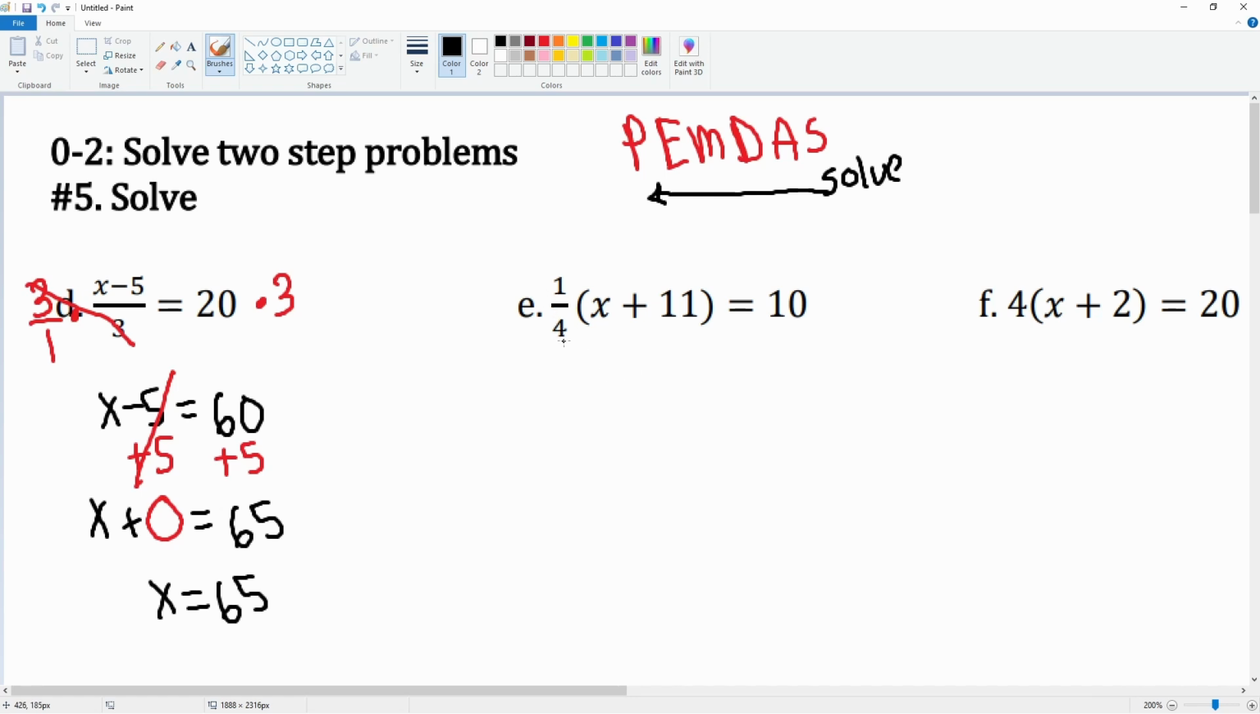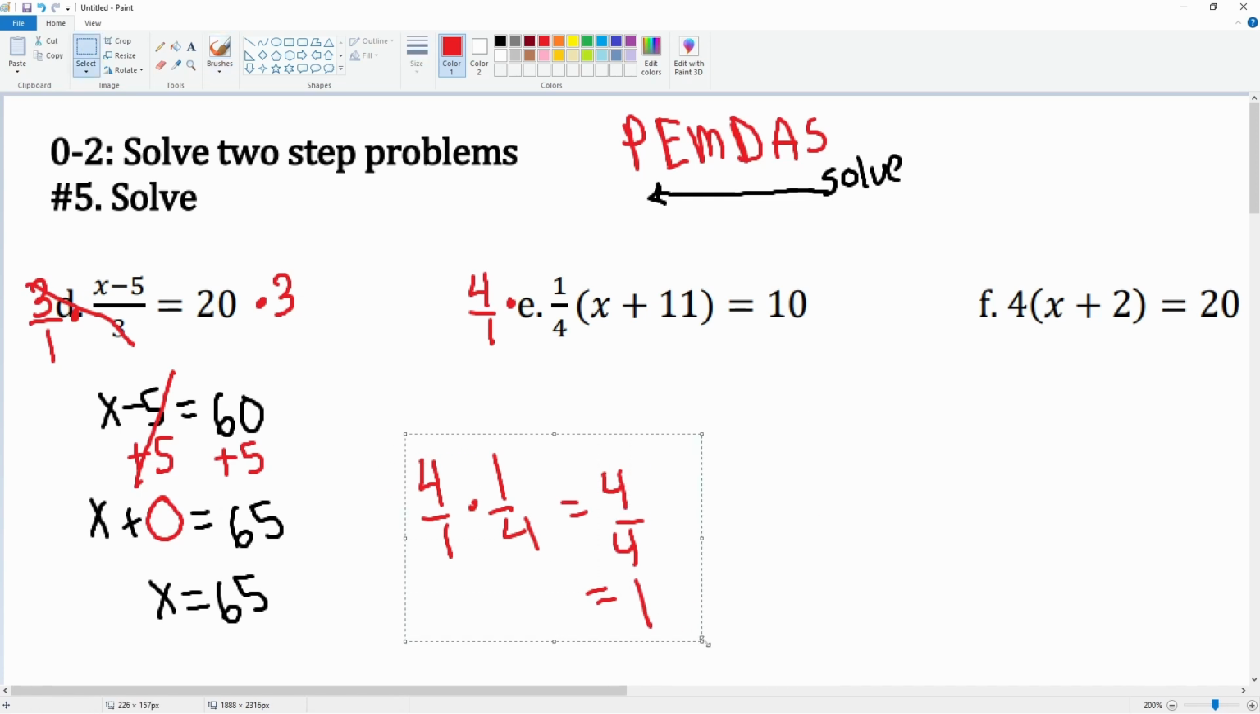Next, we have 1/4 times x plus 11 equals 10. If you want to distribute the 1/4 inside, you're going to make the problem uglier because you're introducing a fraction. So what you want to do is try to get rid of that divide by 4. We're going to multiply by its reciprocal, 4 over 1. Why? Take a look. 4 times 1 is 4. 1 times 4 is 4. Do you see how you make the number 1? It's going to cancel.